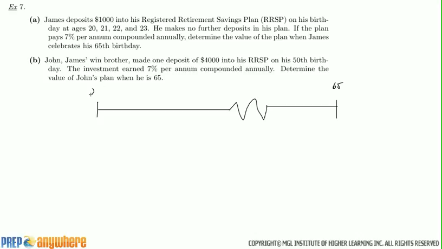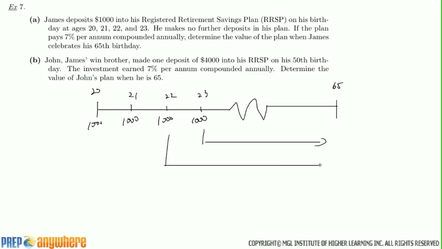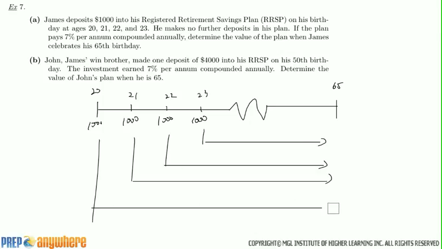So here's 20, 21, 22, 23. So he puts down how much per year? $1,000? Yes. So mathematically, what we need to calculate is the future value of each of these $1,000. Alright, so it's $1,000 times 1.07. What's the interest rate? 7%, 0.07.